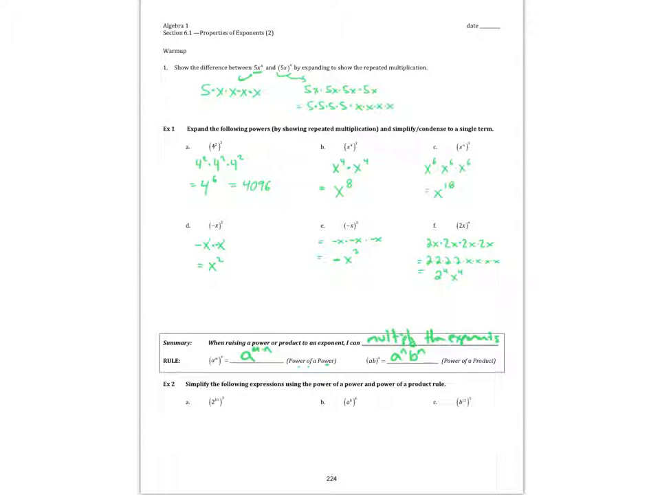So let's try a couple here. Now that we know this rule, it becomes a little faster problem. 2 to the 10th to the third, just multiply the exponents, because it's a power to an exponent. 2 to the 30th. In b, a to the 8th to the 6th, I can multiply the exponents. I get a to the 8 times 6 is 48. And then in c, b to the 12 times 5 would be b to the 60th.